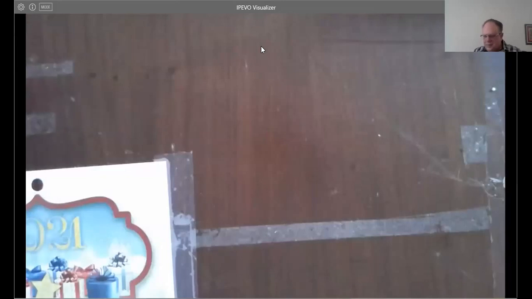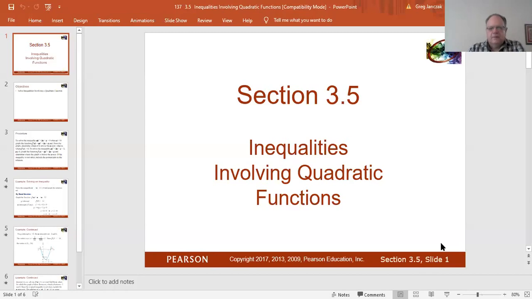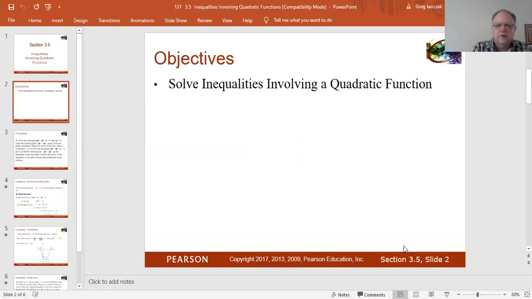Okay, so let's take a look at the next lesson, lesson 3.5, inequalities involving quadratic functions. We're going to solve inequalities involving a quadratic function. So the last lesson we looked at quadratic equations with an equal sign in it. Now we're looking at quadratic equations with an inequality sign, either greater than, less than, greater than or equal to, or less than or equal to.